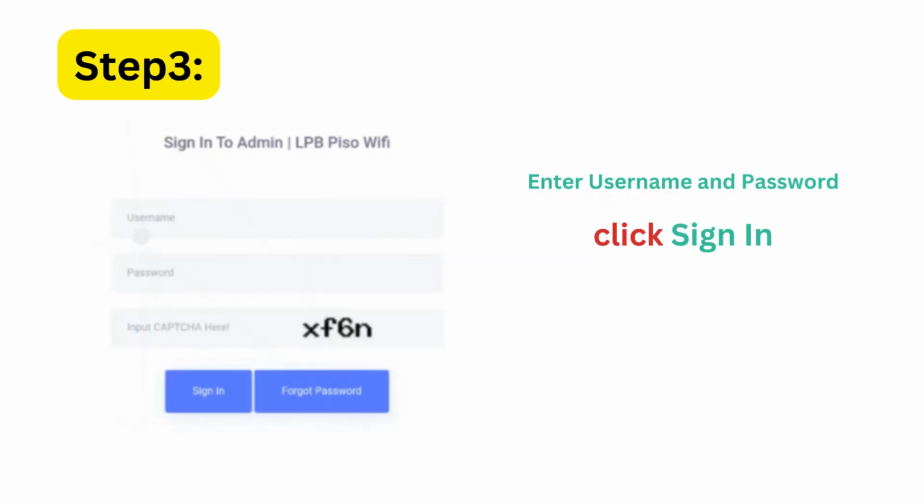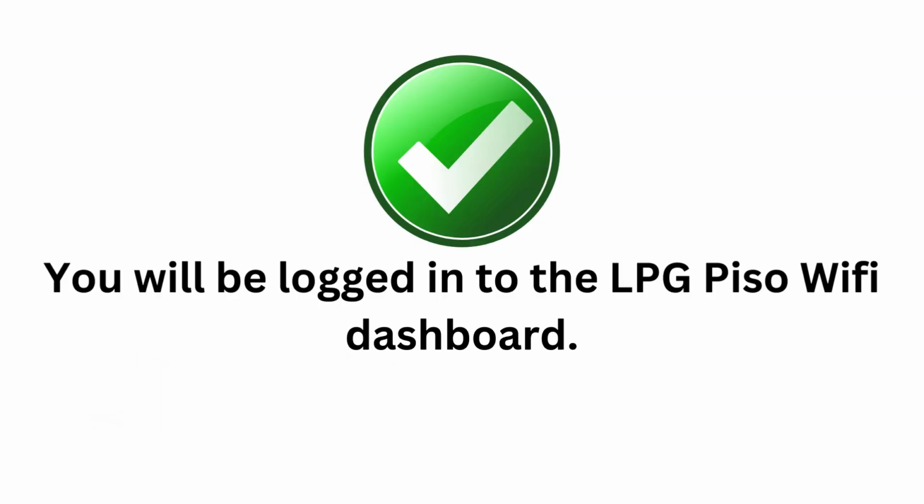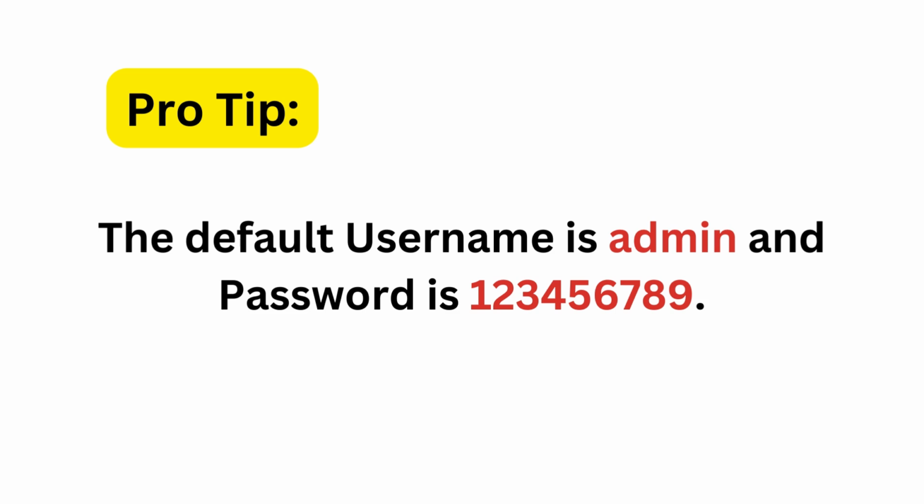Step 3. Enter username and password. Click Sign In. You will be logged in to the LPB Piso Wi-Fi dashboard. Pro tip, the default username is admin and password is 123456789.